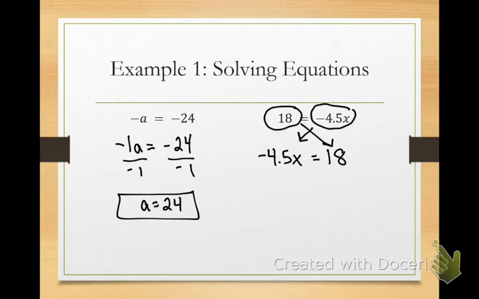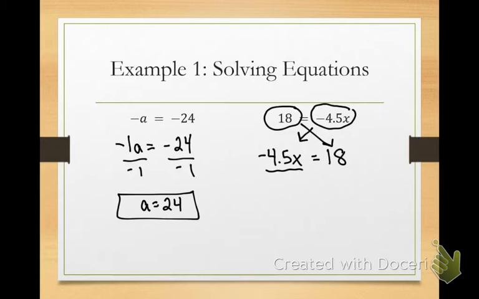-4.5x equals 18. All right. Now I can solve this the same way that I have been solving. Emily, what do you think you need to do to both sides to get x by itself? What would you need to do? Yeah, divide by what?